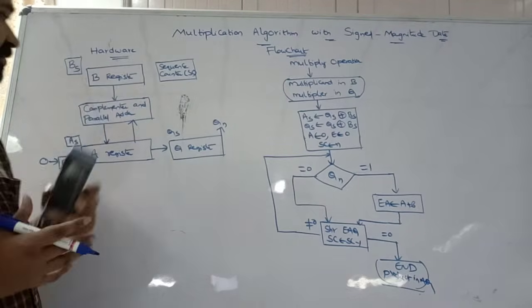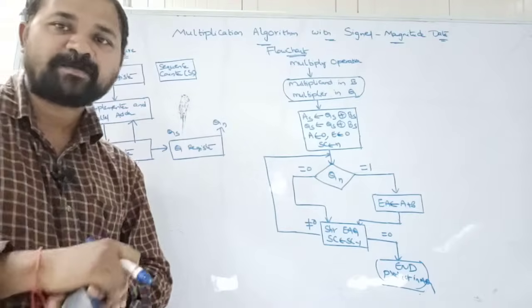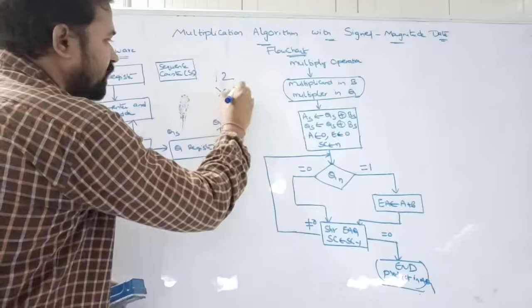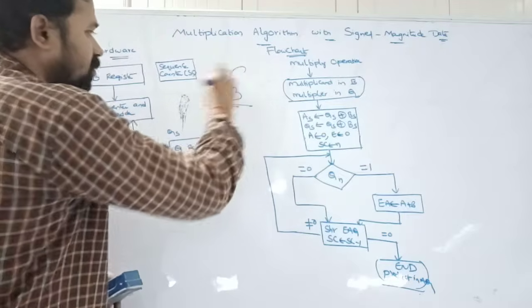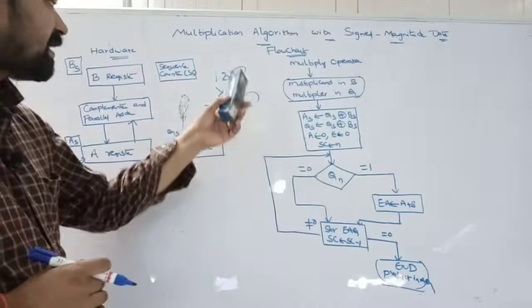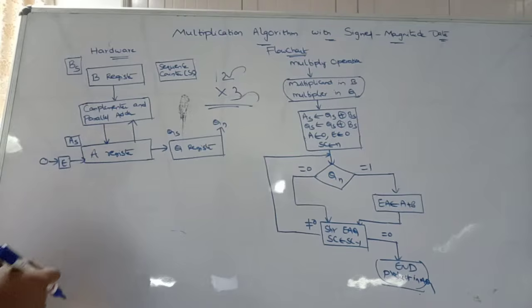Here we have B register. The multiplicand is available in B register. Multiplicand means the first number. Say we have two numbers like this, 12 into 3. So 12 is called the multiplicand, and this 3 is called the multiplier. Multiplicand is present in B register, so 12 is present in B register.